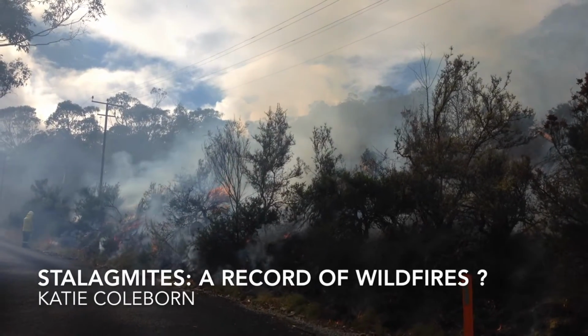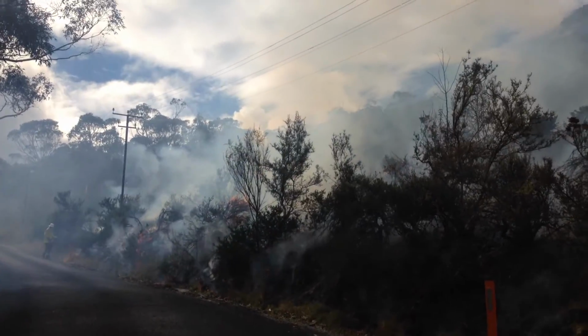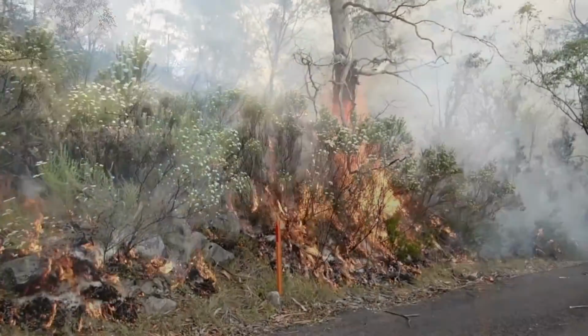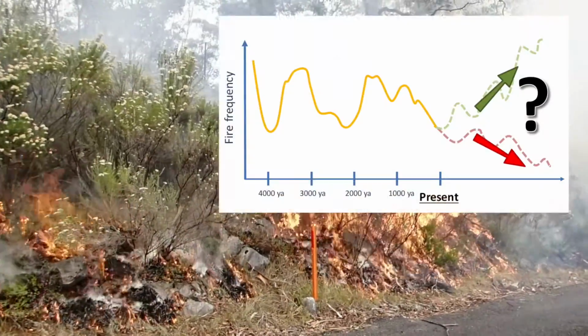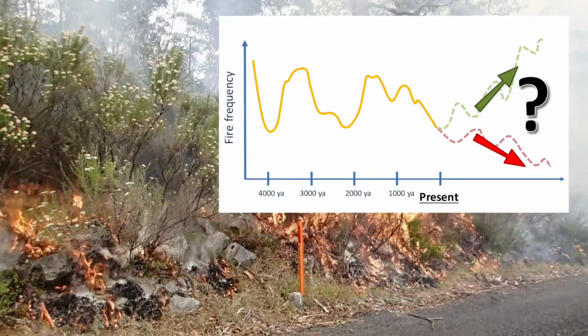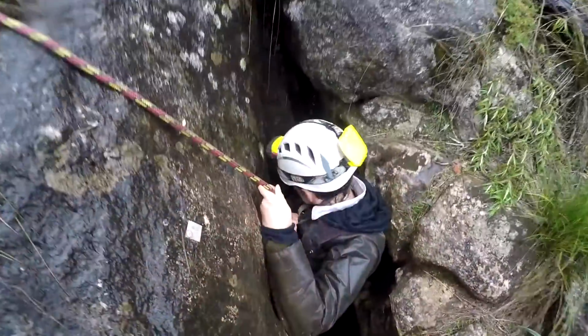Wildfires are a widespread phenomenon in Australia that can drastically change the environment and cause widespread destruction. It is important for us to understand the relationship between climate and fire in the past so we can better predict the frequency and severity of fires in the future.